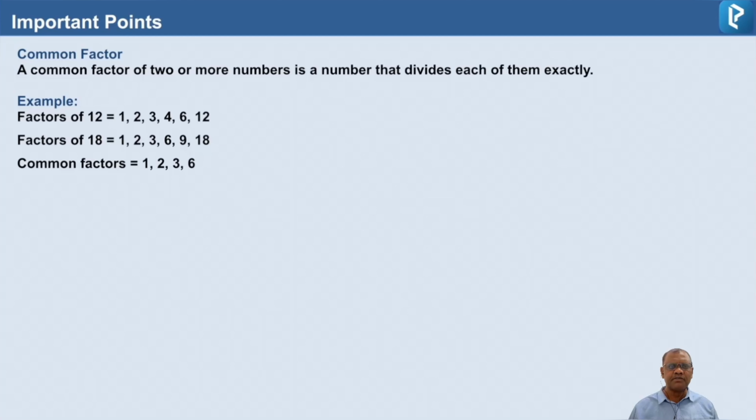So what are the common factors? 1 is a common factor, 2, 3 and 6. So these are the factors of both 12 and 18. So they are called common factors.